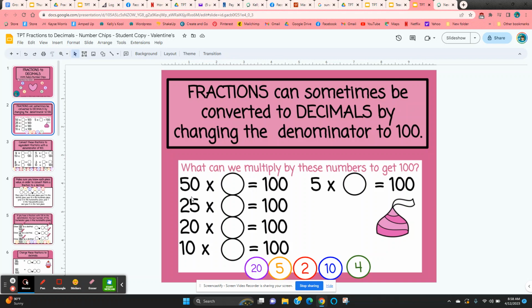And this one's very simple. What do we multiply times each of these numbers to get 100? So to move the number chips, you just click on the edge, click and hold, and then they can move them into place.